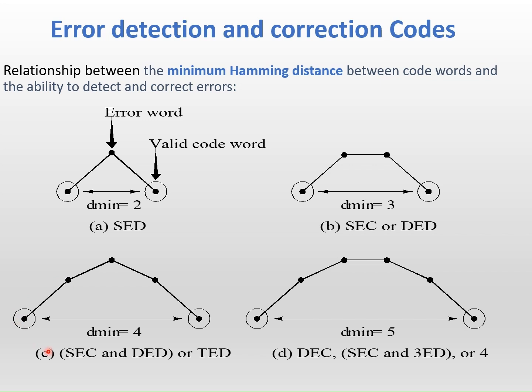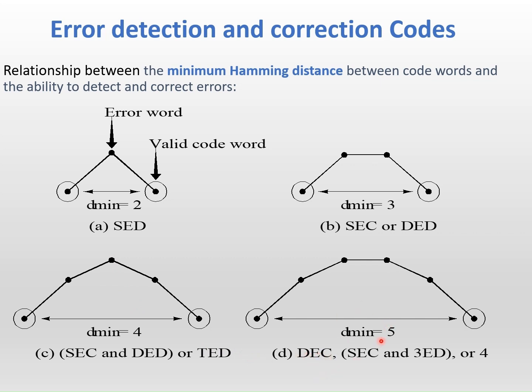And if d minimum is 4, then if the code word is here and the error word is here, the correct one will be here. It is a single error correction, right? But if the error word is here, then it cannot be corrected because it is equal distance from two valid code words, and you can reach here only when two bits are flipped. 1 bit flips, it will go there, 2 bits flip, it will go there. But if that is the case, correction is not possible, but it can detect the error.